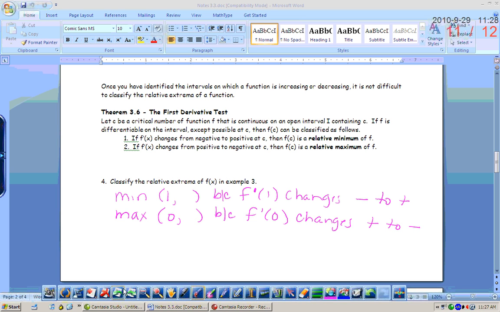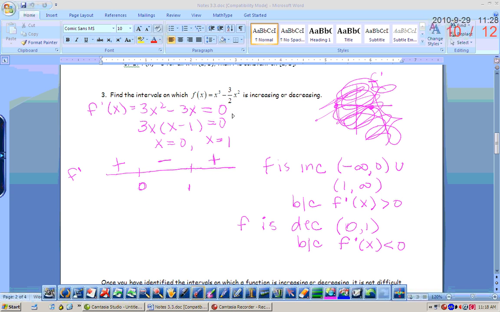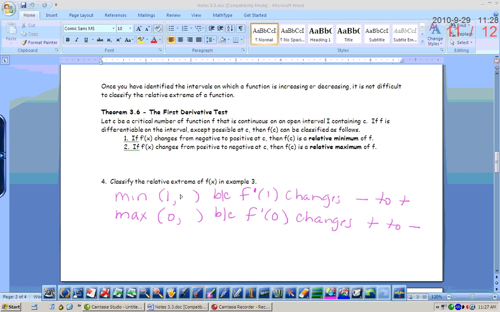Okay, now how can I go back and find the y values here? Go back to the original equation. So when x is 1, y is going to be negative 1/2. And when x was 0, y was 0. Okay. Everybody okay? I know it's kind of a pain to have to justify it.